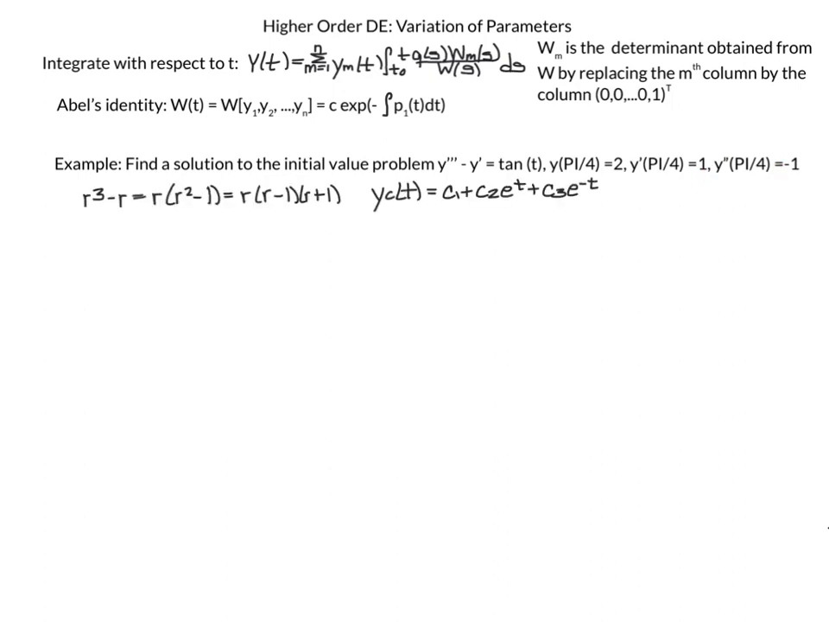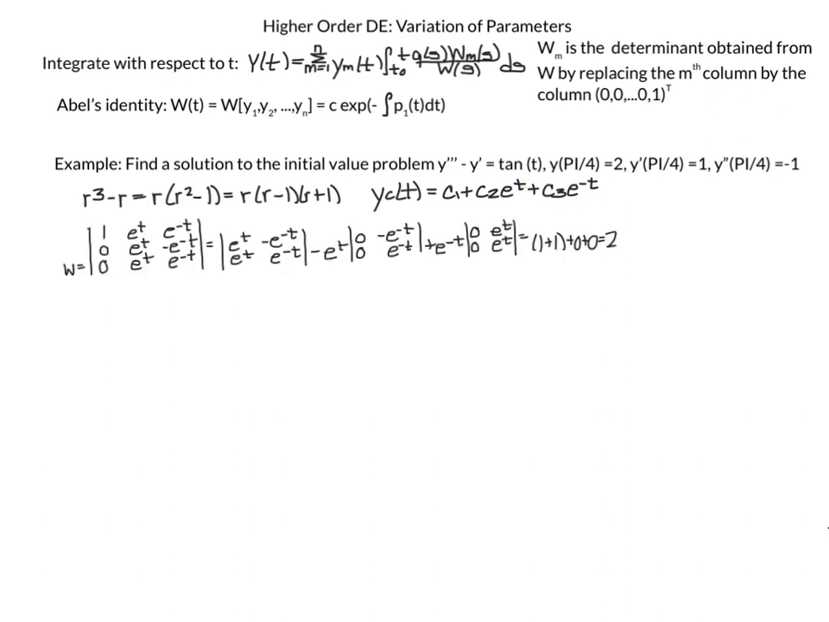I start by solving my homogeneous equation, and my characteristic equation is r to the third minus r, and factoring, that will give me r times r squared minus 1, which is equal to r times r minus 1 times r plus 1. So our general solution for the homogeneous equation will be c1 e to the 0, or c1, plus c2 e to the t, plus c3 e to the minus t. The next thing I want to do is solve for the Wronskian. Here I have 1, and its first derivative is 0, its next derivative is 0.